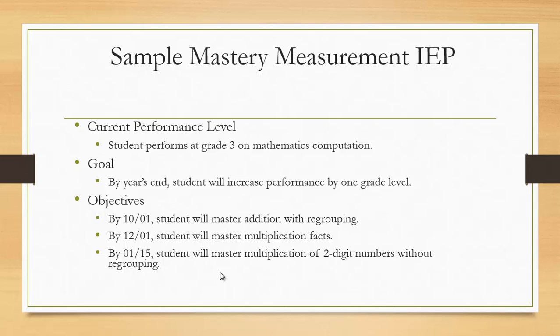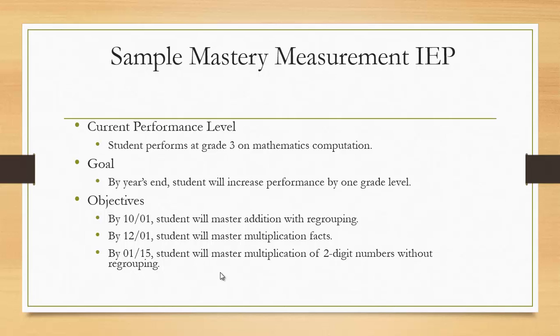So again, if we were to do our more traditional mastery measurement where we're using our diagnostic and standardized assessments to determine goal areas, this is what it might look like in an IEP. The current performance level, student performs at a grade 3 on math, and the goal is that they'll increase one grade level. And so you can see the different objectives that are listed here are really very different skill areas. And unless we're using a measurement tool such as a CBM where all of those grade level objectives are measured in the same assessment tool, it's very difficult for us to track the rate of growth and improvement over time.